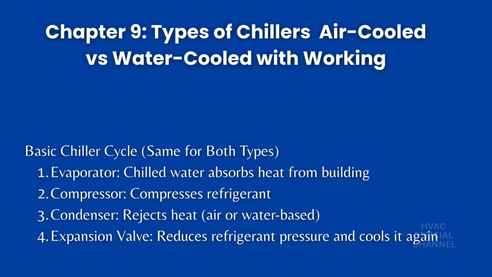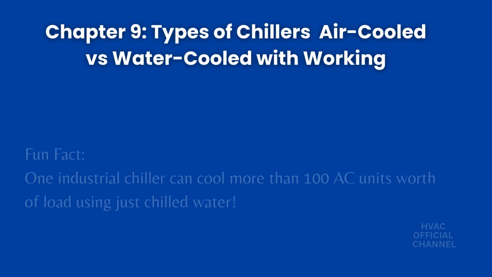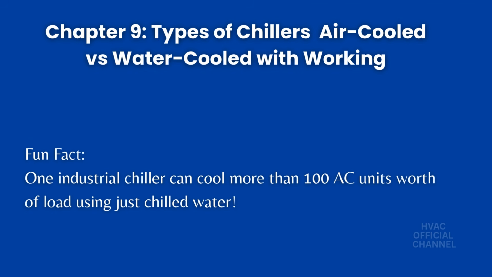Basic chiller cycle, same for both types. Evaporator: chilled water absorbs heat from building. Compressor: compresses refrigerant. Condenser: rejects heat, air or water-based. Expansion valve: reduces refrigerant pressure and cools it again. Fun fact: one industrial chiller can cool more than 100 AC units worth of load using just chilled water.